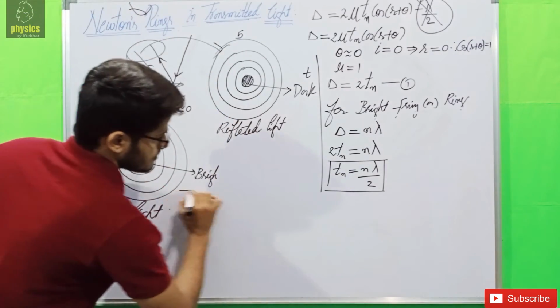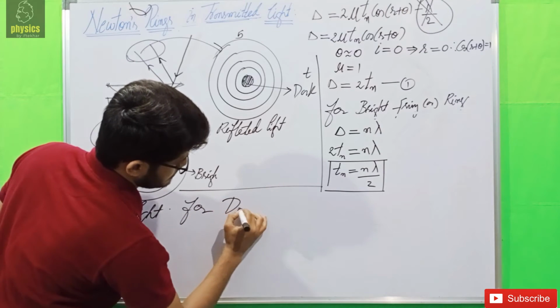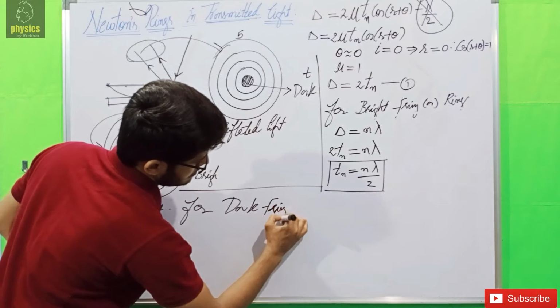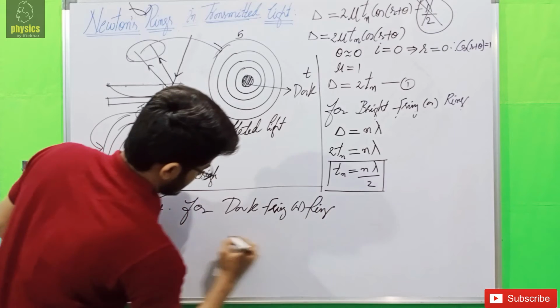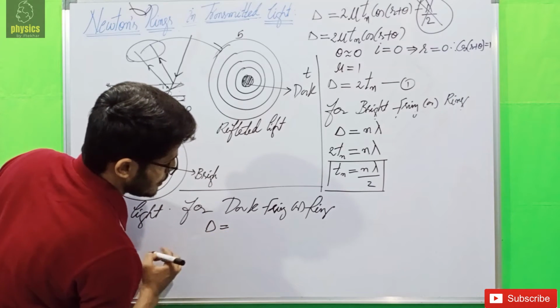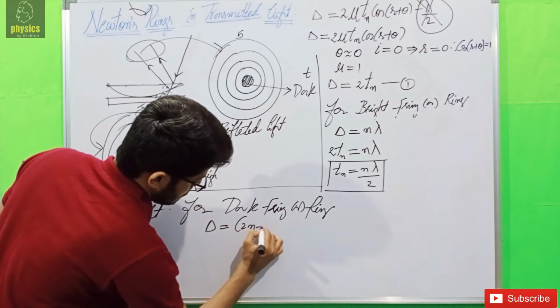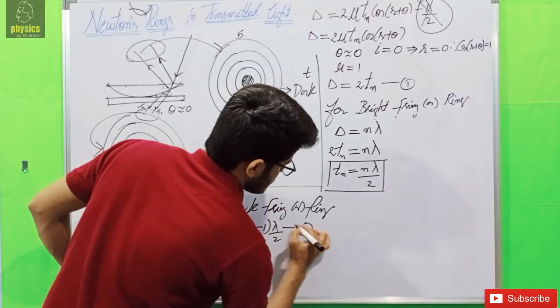Now for the dark fringe or ring, the path difference should be equal to what? How much should be the path difference? It is (2n minus 1) lambda by 2. Let this be equation 3.